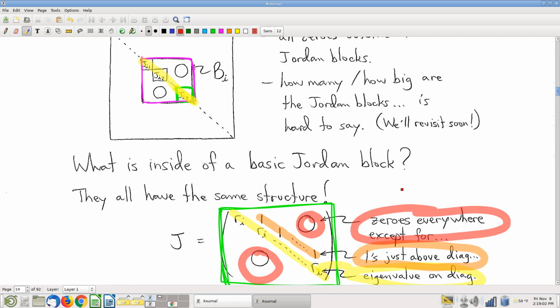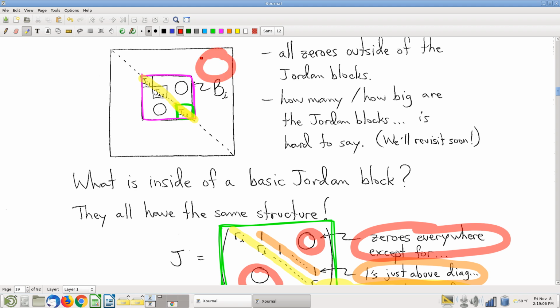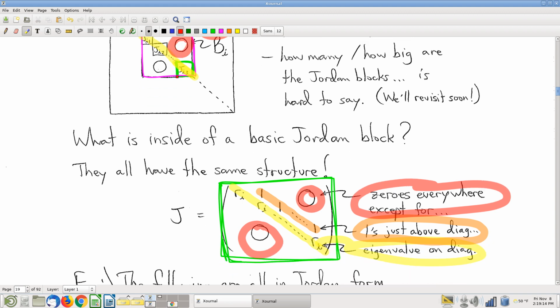Okay, so notice all the zeros. Outside of the basic Jordan block, outside of the eigenvalue blocks, all zeros. Outside of the basic Jordan blocks, inside of those eigenvalue blocks, all zeros. Outside of these two thin strips, even inside of the basic Jordan blocks, all zeros. So lots and lots of zeros.